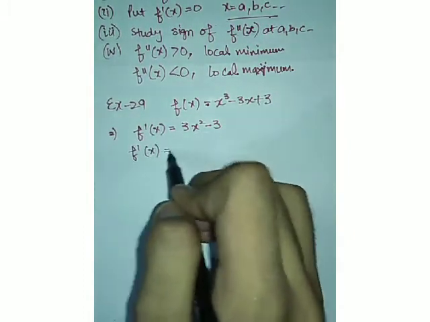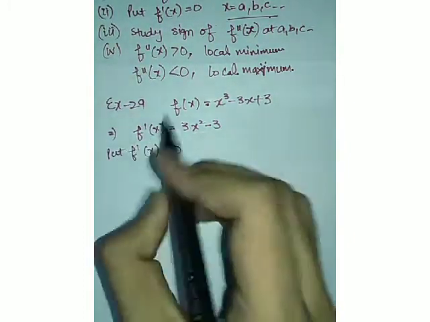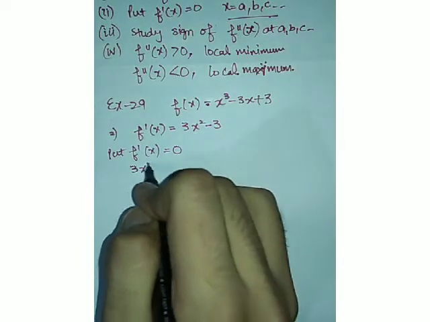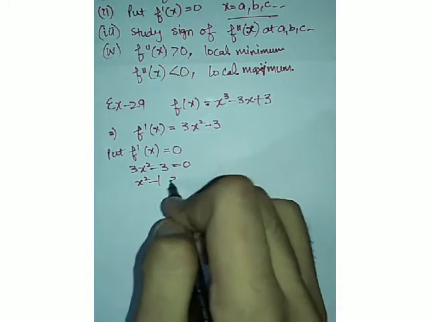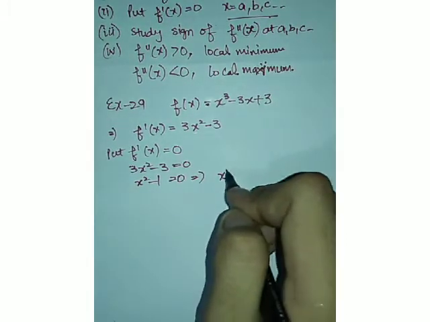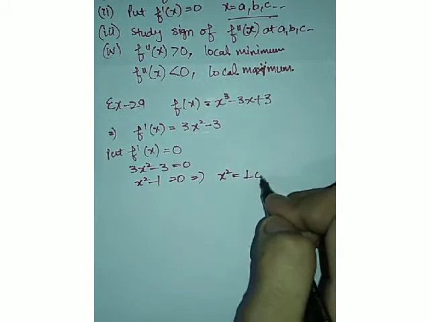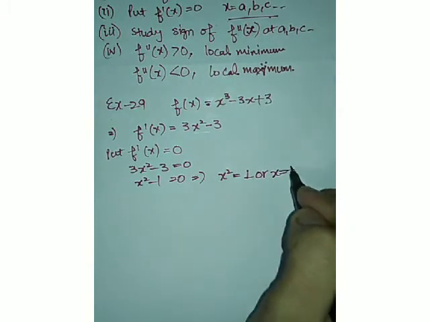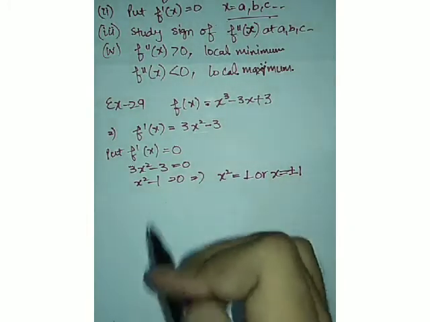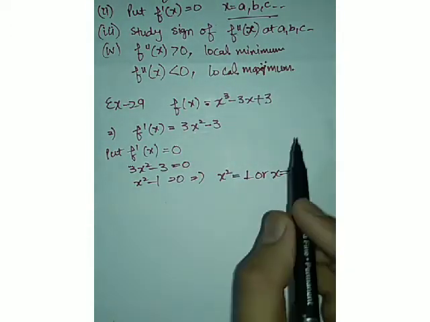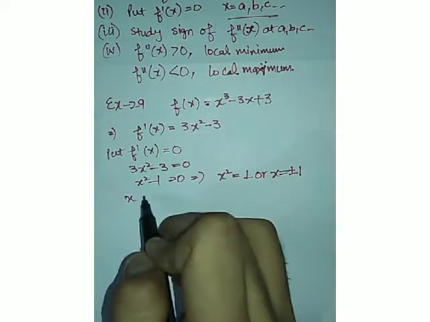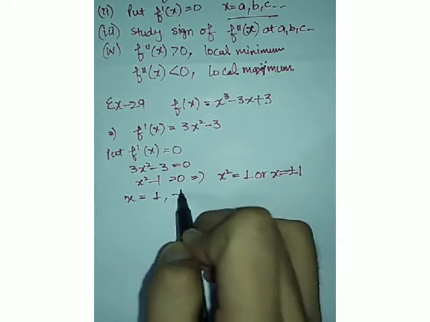Now what will we do? We will put f'(x) equal to 0. So it means 3x² - 3 = 0, or x² - 1 = 0. This implies x² = 1, or x = ±1. So there are two values, the values which we were talking about in the previous part in the first derivative test. So x has two values, 1 and -1.